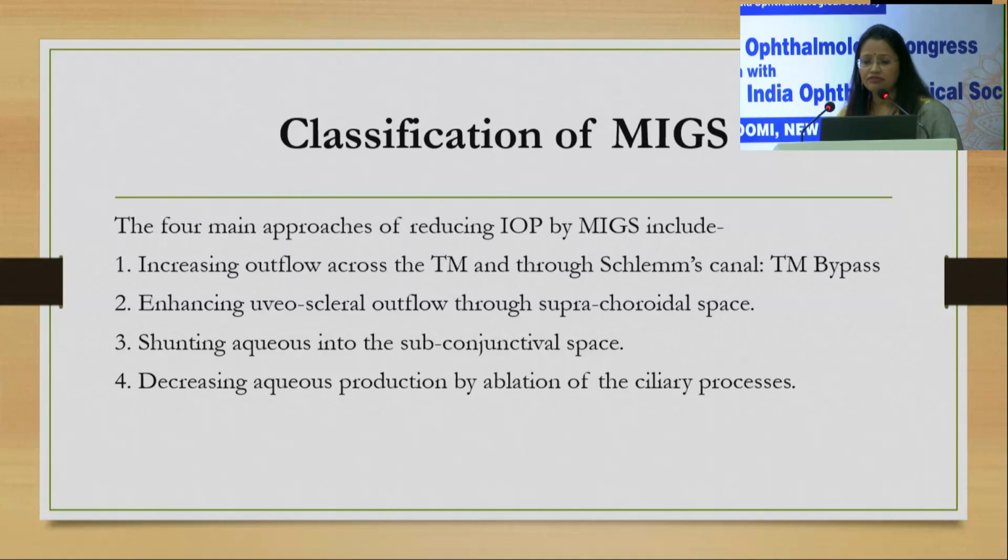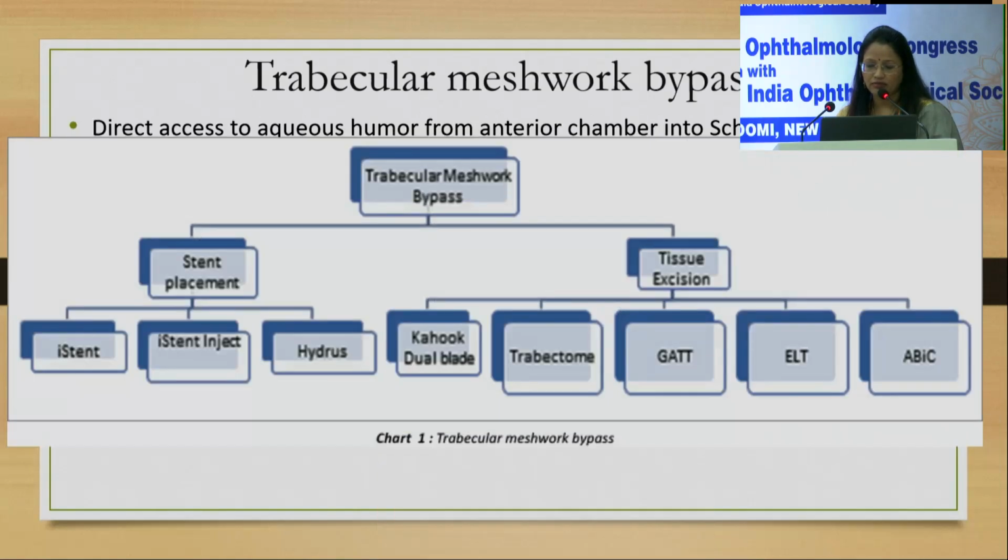When we classify microinvasive glaucoma surgery, there are 4 main approaches of reducing intraocular pressure. The first increases the outflow across the trabecular meshwork through Schlemm's canal by bypassing the trabecular meshwork. Another enhances the uveoscleral outflow via the suprachoroidal space. Another shunts the aqueous into the subconjunctival space, and another decreases aqueous production by ciliary process ablation. So these are a variety of techniques.